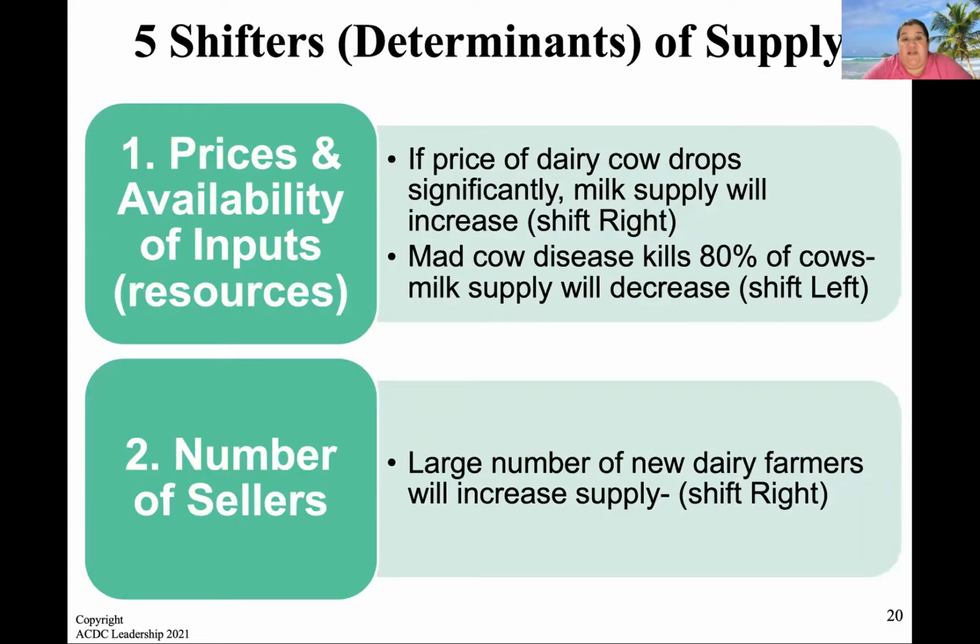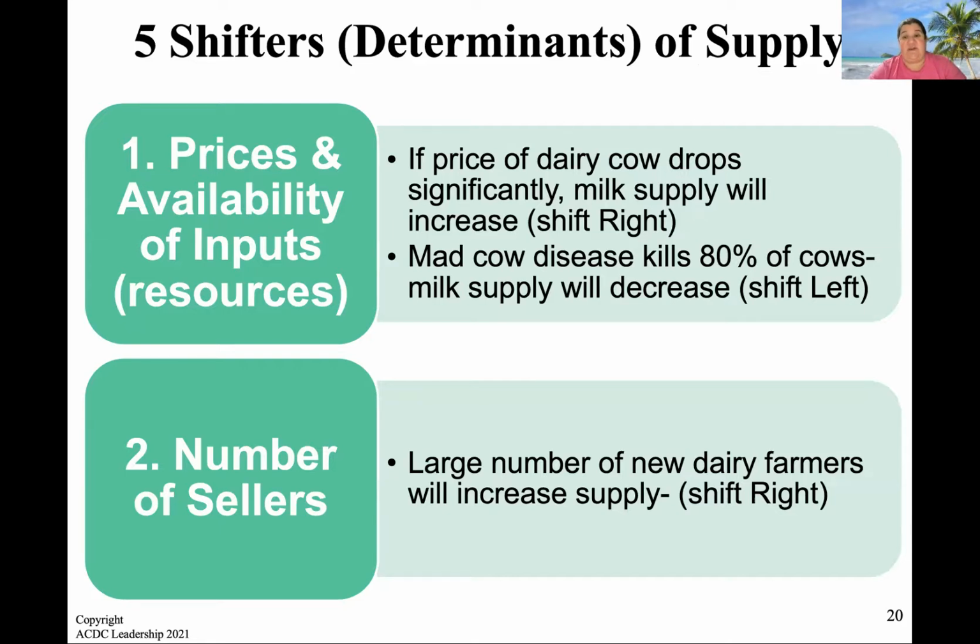Okay, what are the 5 shifters, or the fancy word for this, the 5 determinants of supply. Yesterday we did the 5 determinants of demand. Now we're going to talk about the determinants of supply. First is prices and availability of inputs, and inputs is a fancy word for resources. So we just did that exact example.